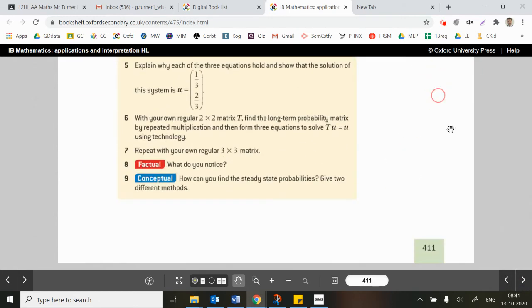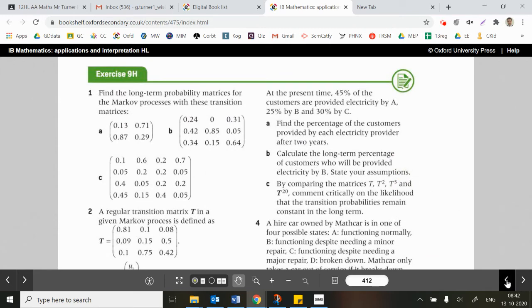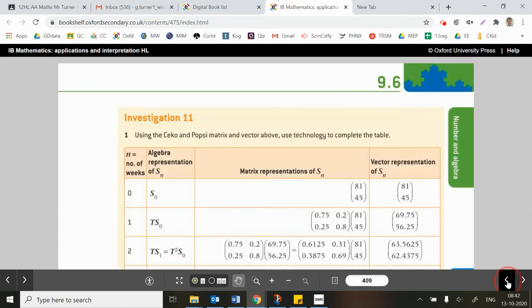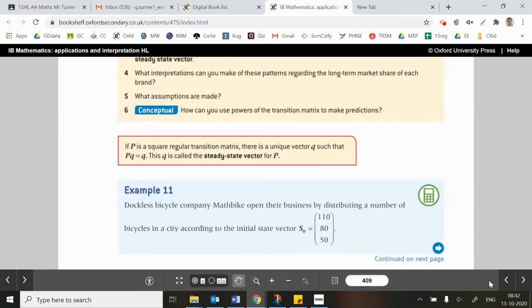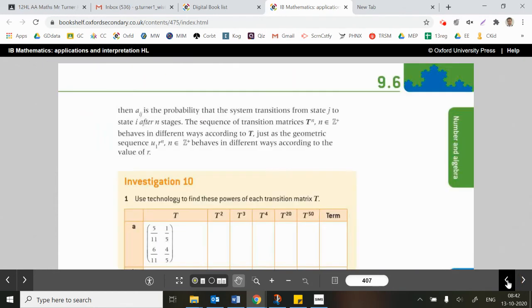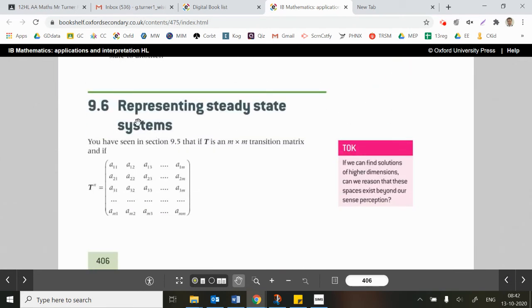Obviously, if you're feeling confident, you can have a go at some of the exercise 9H, but I'm just going to go back through some theory because there's a lot of these little boxes in the book, and I want to make some sense of these ones as well. So let's go back through to here.